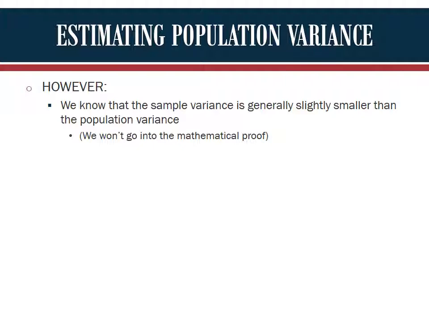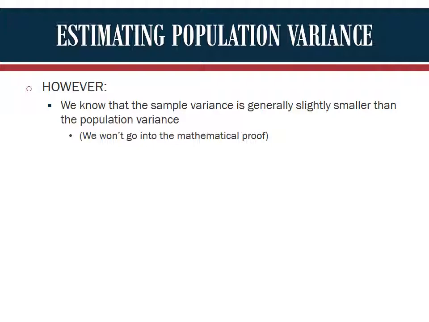However, there's an important caveat here to this idea of using sample variance to estimate population variance. And it's that we know that the sample variance is generally going to be slightly smaller than the population variance. We could spend a bunch of time going into the mathematical proof for why this is the case, but that's more high level than we really need to worry about for this class. So basically just take my word on this one. We know, based on lots of mathematical proofs, that the sample's variance is generally a little smaller than population variance.